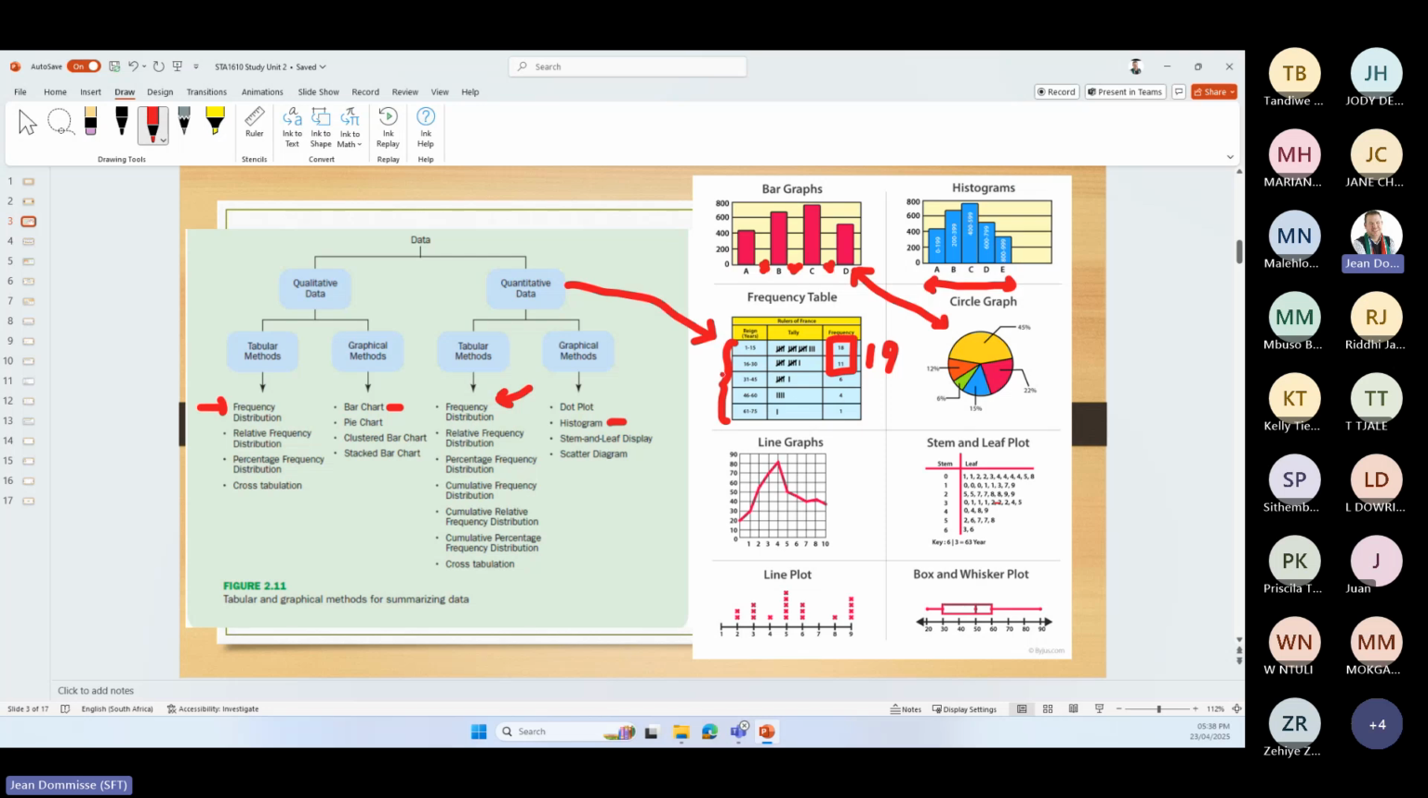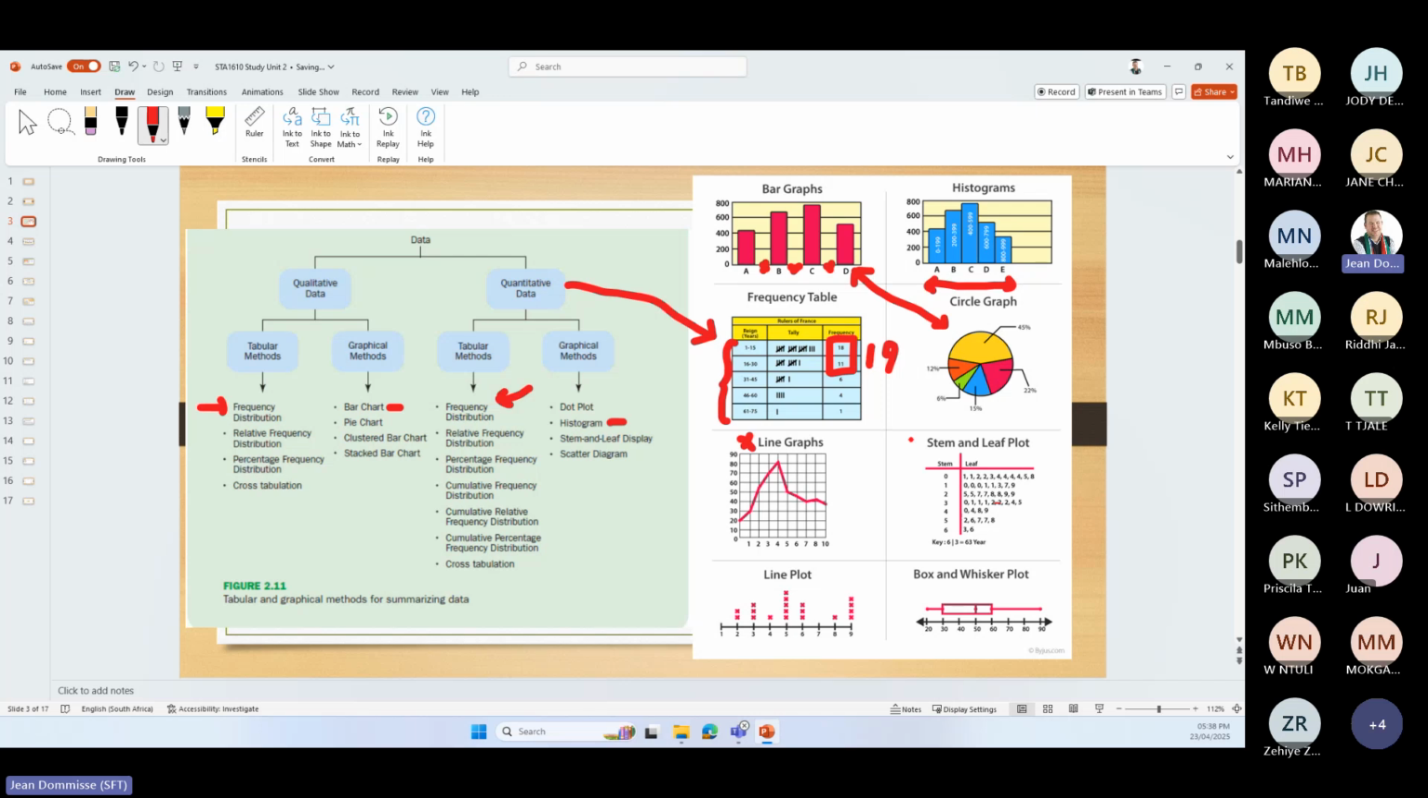Okay, so then we have a line graph. This is not something that we will see a lot in our work, and you can see we don't really have a line graph in study unit 2. So this is not really something that we will cater for in this.